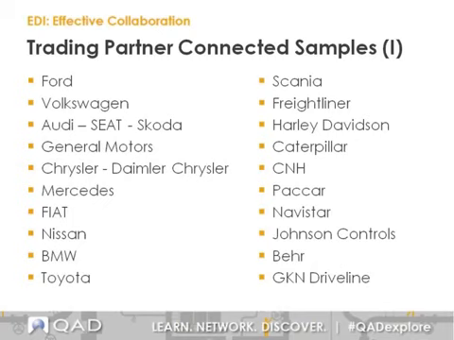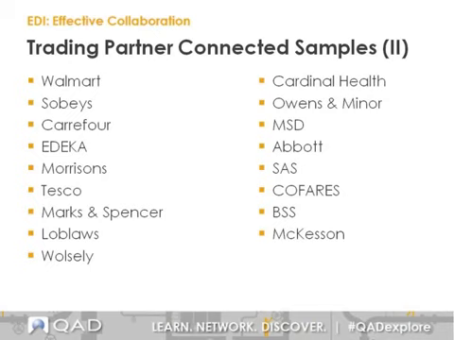But EDI is not, as you know very well, just around automotive anymore. It's also around consumer products. So you name them: all the major supermarkets in the US, in the UK, all around Europe, even in Asia, you need to have EDI connections with them. So again, you name them: Walmart, Sobeys, Carrefour, Edeka, Morrisons. This is really a very small portion, but I wanted to give you a little bit of a glance.